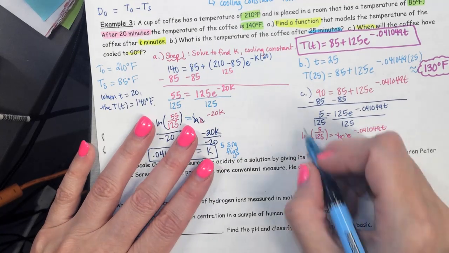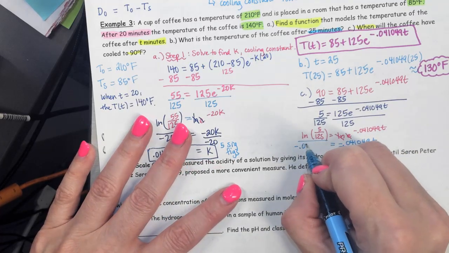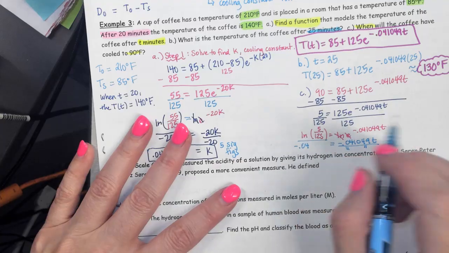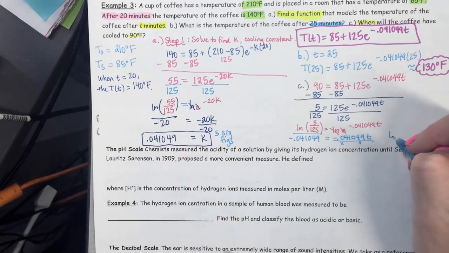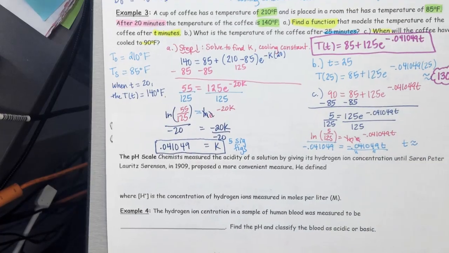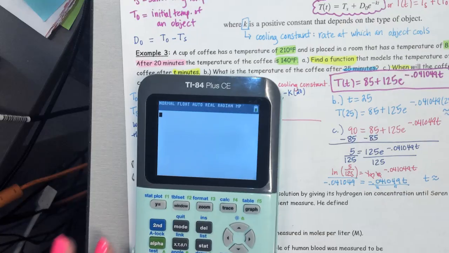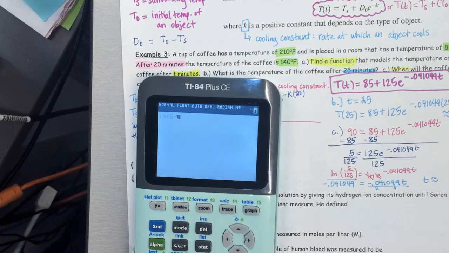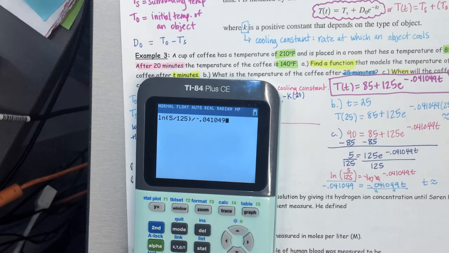So if you want to put the quotes underneath and then just put it on this side so I can see what you're dividing by, that's fine. So it's 0.04, 1049 that you're dividing by. Okay, let's round to the nearest tenth for the minutes here. So the natural log of 5 divided by 125, divided by negative 0.041049.